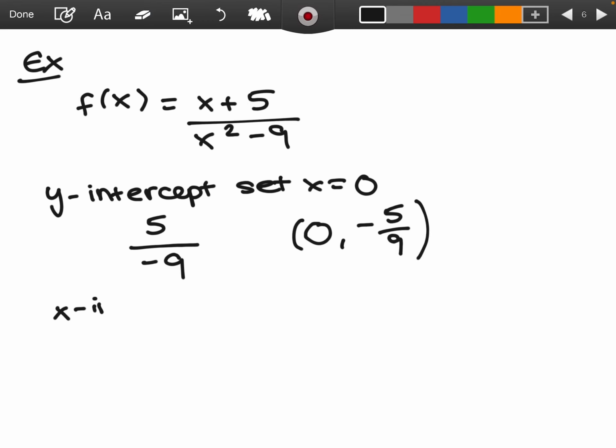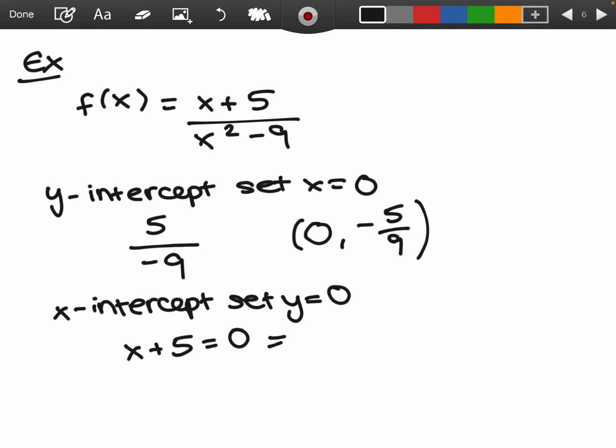Okay. For my x-intercept, I set y equal to 0, which means I just set my numerator equal to 0. So that would be x + 5 equals 0, which would imply x is equal to negative 5. So my x-intercept would be (-5, 0). Okay.